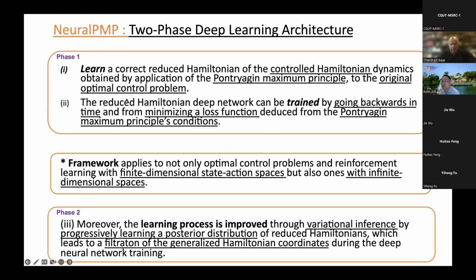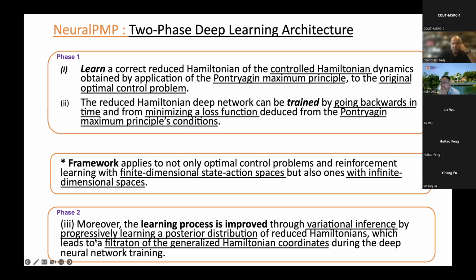And this framework applies to not only optimal control problems and reinforcement learning with finite dimensional state spaces, but also with infinite dimensional state spaces like the shape problem. Because in the shape problem, you can move actions, you can change any point on your shape, being, say, in whatever dimension you are. And so that's an infinite number of states and also an infinite number of different actions you can make. And so to do this is the main motivation.